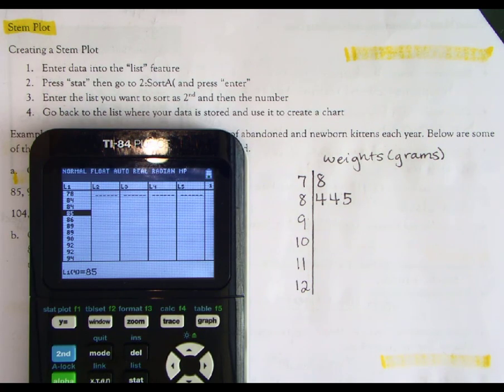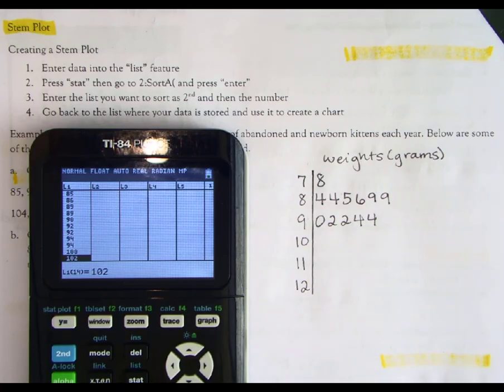You're going to continue this process for all the values representing 80s. Once you're done with the 80s, you'll now move on to the 90s. So my first data value is 90, and then 92, 92. Again, for each data value in the 90s, I'm only writing down the ones place. So each value that I see in the leaf will represent 1 data value in the 90s for each individual kitten. That's what they weighed in grams.